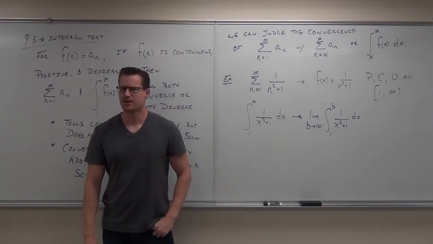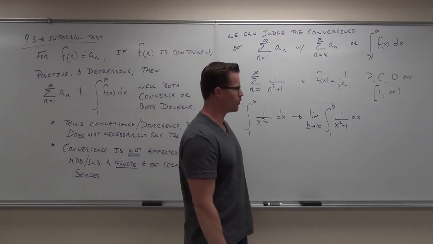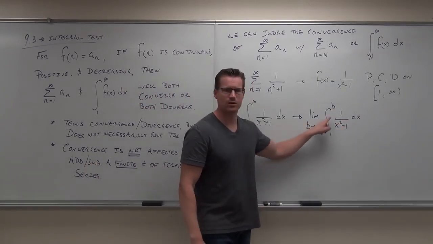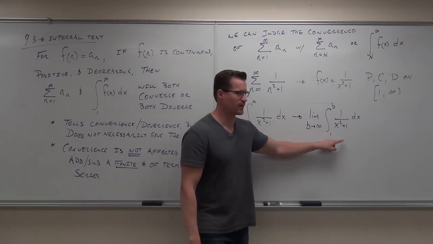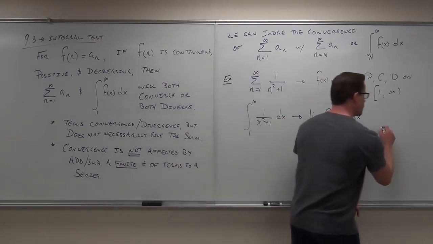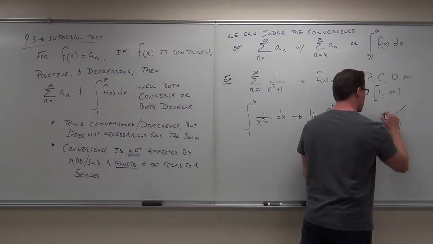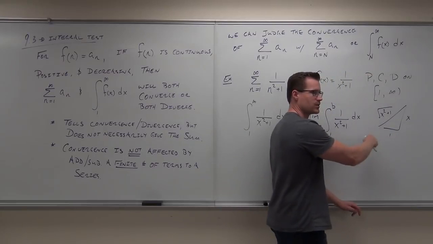Oh, yeah. That's an infinite interval, 1 to infinity. We say, hey, b goes to infinity, take a limit of that. No problem. Do we know how to do the integral of 1 over x squared plus 1? Yes. It's tan inverse. If you didn't know that, you could do your triangle, x squared plus 1, you could do your x over 1. Hey, tangent. Look at that, tangent.